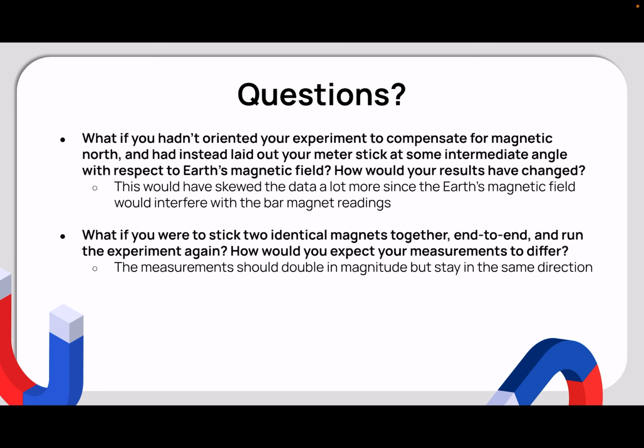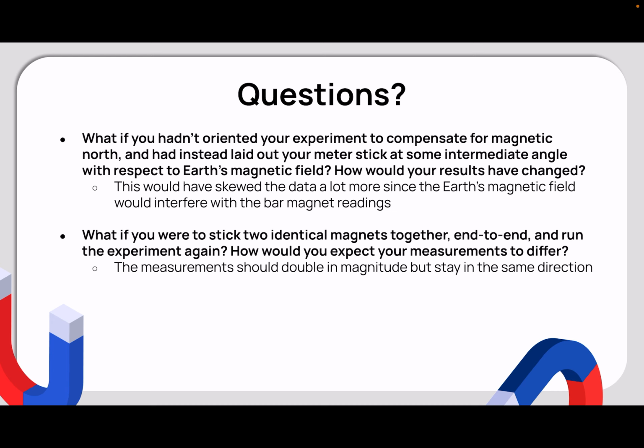So what if I hadn't oriented my experiment to compensate for magnetic north, and instead had my meter stick at some random angle with respect to Earth's magnetic field? This would have skewed the data a lot more, since Earth's magnetic field would interfere with the bar magnet readings. That's why we had to orient it towards magnetic north.